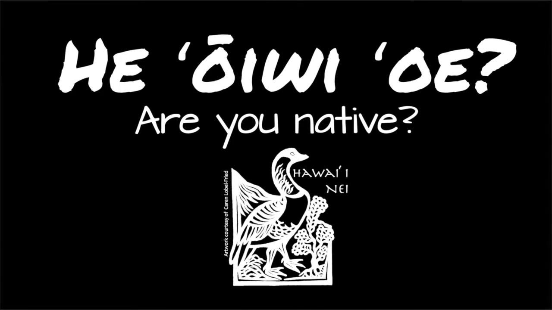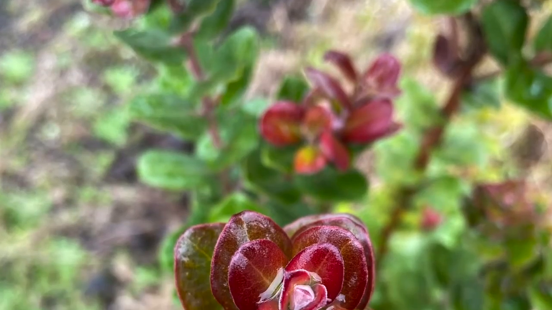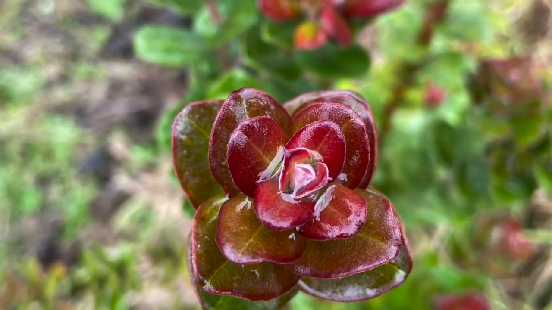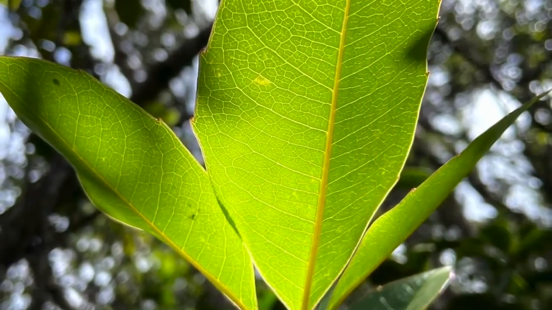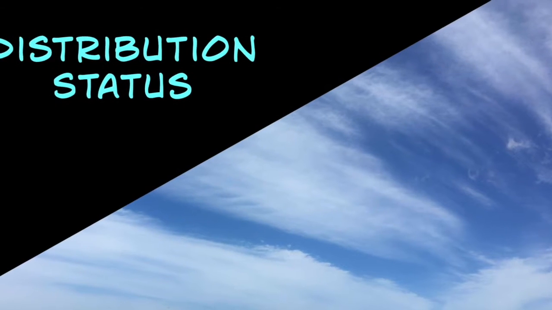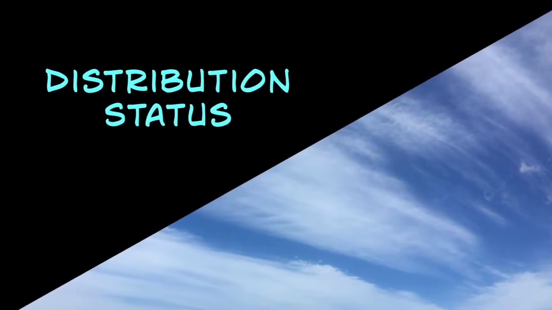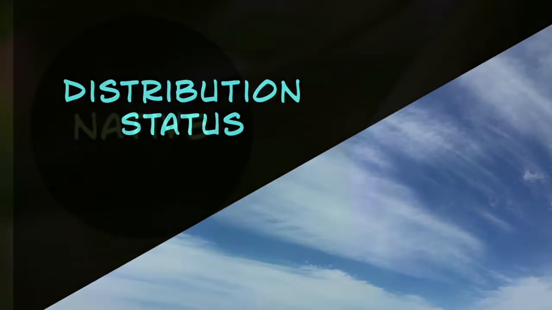Aloha! Welcome to He ʻŌiwi ʻoi, which means, are you native? Oftentimes we hear the terms native, non-native, introduced, and invasive when referring to both plant and animal species. But what do they mean? These terms are referring to a species' distribution status. We're going to take a closer look at the different distribution status terms in more detail.